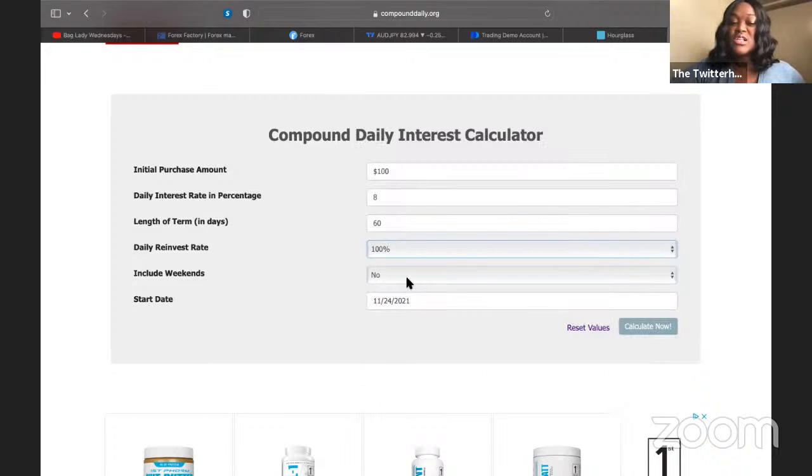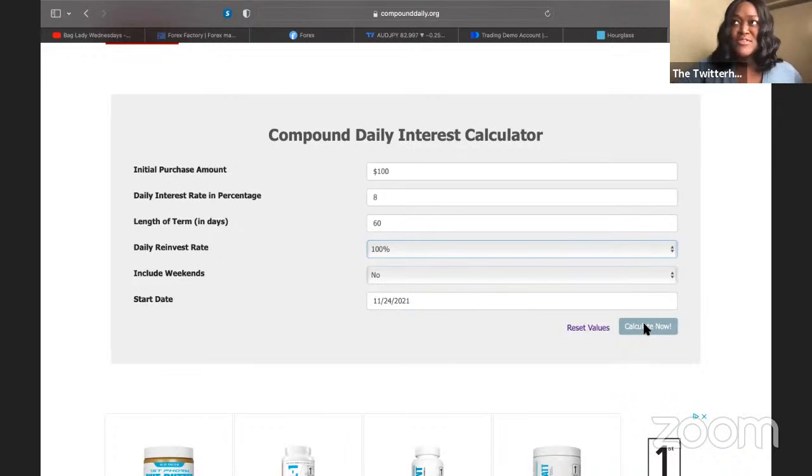And we're not going to include the weekends because the market is open 24 hours a day, 5 days a week, right? The market is closed at 5 p.m. Eastern Standard Time on a Friday evening. It doesn't reopen until 5 p.m. Eastern Standard Time on Sunday, right? So how much is this going to grow to, right?